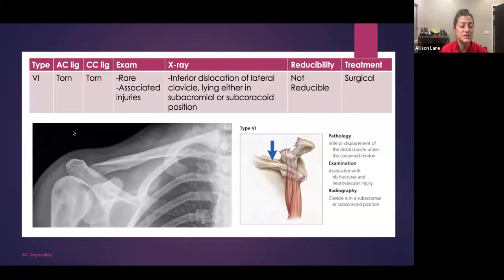And then type 6, this one's pretty rare. It does have some association with other injuries because you're talking about an inferior dislocation now of that lateral clavicle. And it's either going to be pushed into the subacromial or the subcoracoid space. And so you can imagine with all of the structures that lie in here that you may potentially have some other injuries, neurovascular injuries. This is also not reducible and will be surgical.